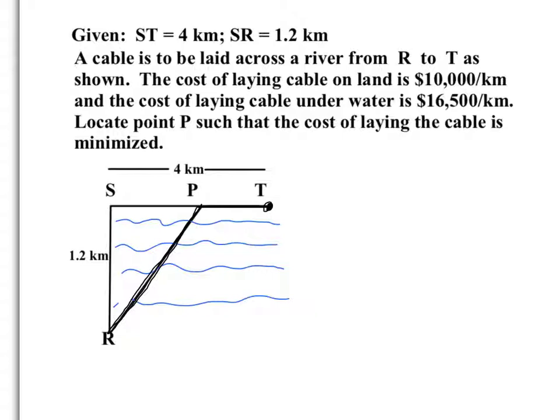Now the cost for laying cable varies. For land, it's $10,000 per kilometer, but underwater it's more expensive. It's $16,500. So we want to locate this point P at such a place where we will minimize the cost of laying the cable. Okay, well, knowing that, then let's go ahead and use our protocol, our graphic organizer, to help us solve this problem.